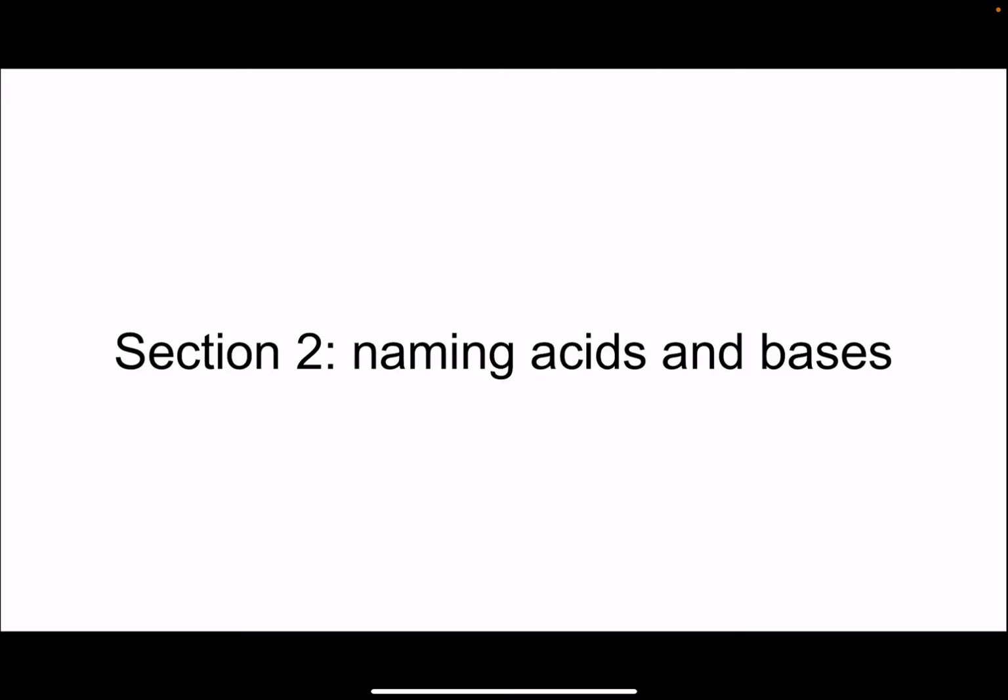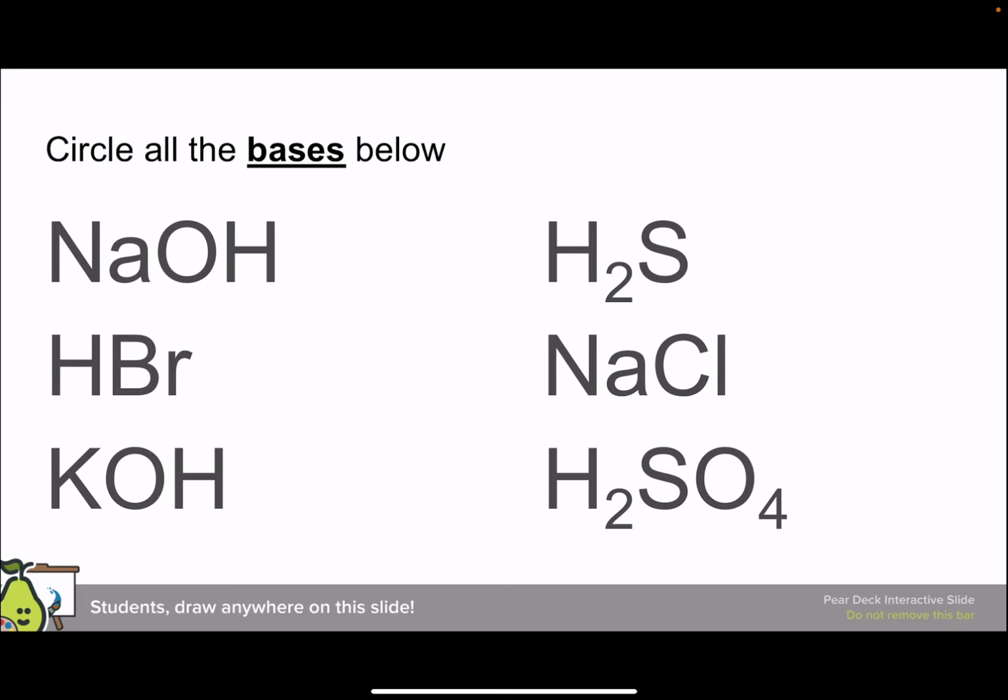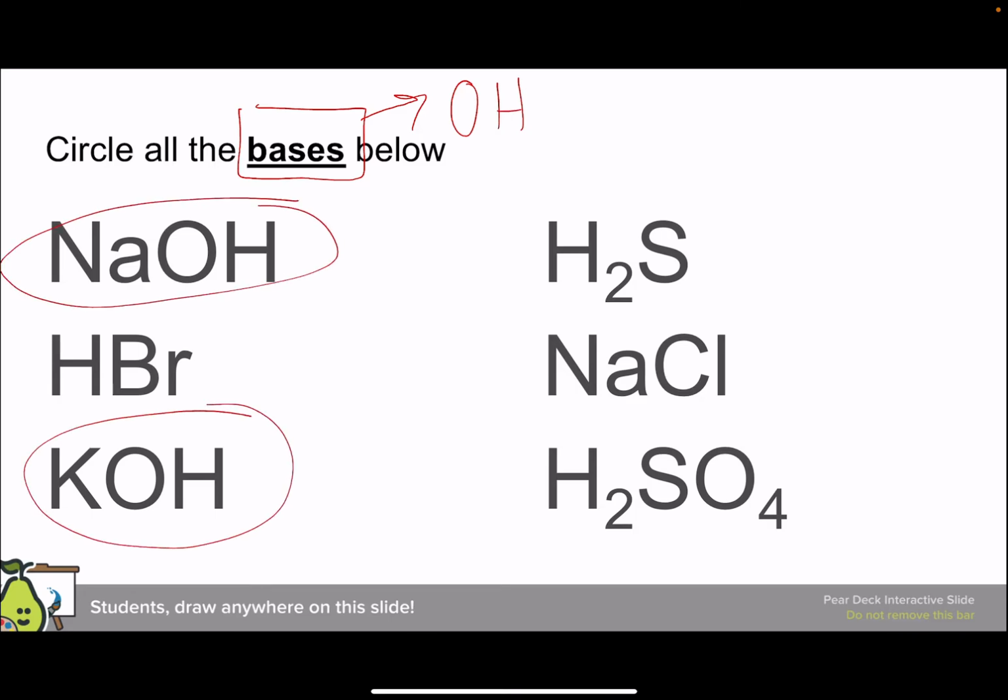Now, section 2, we're naming acids and bases. So circle our bases. Remember, the signature ion for our bases is OH. So it would be NaOH and KOH. If you panic, notice that these have H's in front. And we would see that there's no OH or H in NaCl.